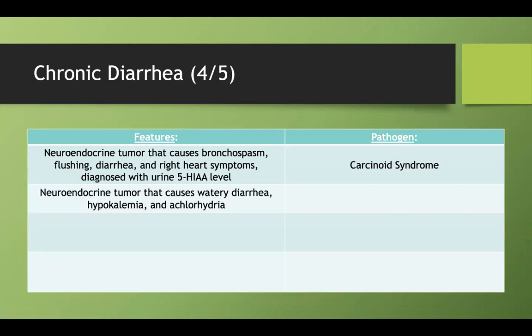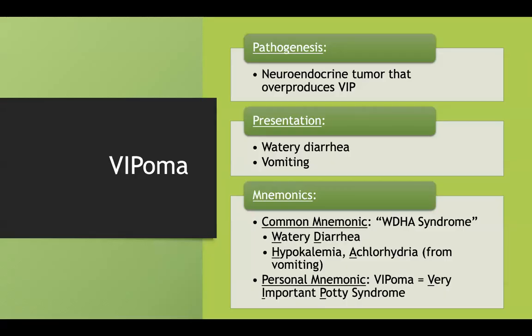How about a neuroendocrine tumor that causes watery diarrhea, hypokalemia, and achlorhydria? That is a vipoma. We talk about this later in the pancreas section, this classic WDHA syndrome. This tumor overproduces VIP, and it classically causes this watery diarrhea. If you've ever seen a textbook, almost every resource uses this WDHA syndrome for watery diarrhea, hypokalemia, and achlorhydria. I don't really like this mnemonic as much.